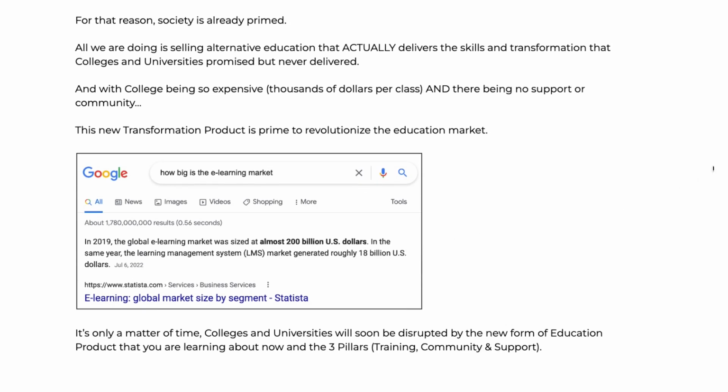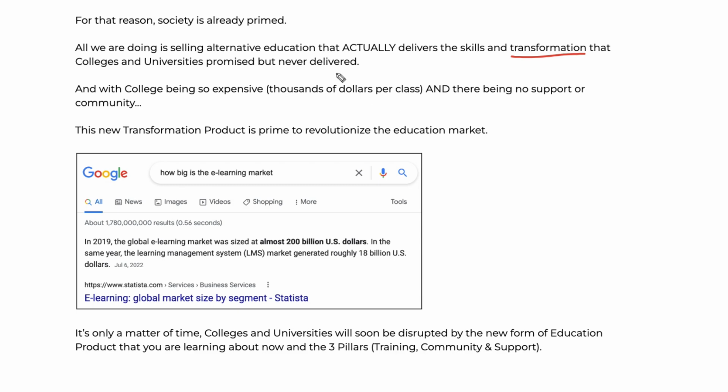All we are doing is selling alternative education that actually finally delivers the skills and transformation that colleges and universities promised but never actually delivered. Unfortunately, in today's world, somebody can go into college, get hundreds of thousands of dollars in debt, and come out of college with the same earning potential, the same ability to provide value as when they started college. They do not learn how to become more valuable to society with that 4-year degree, unfortunately. And yet, after 4 years, they come out with hundreds of thousands of dollars in debt and not any more valuable as a human being to society.